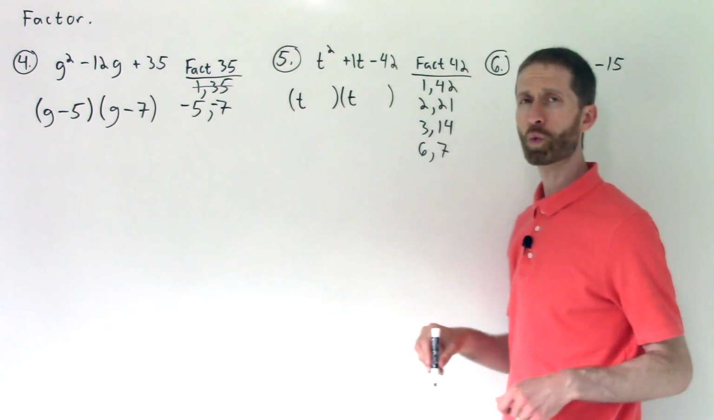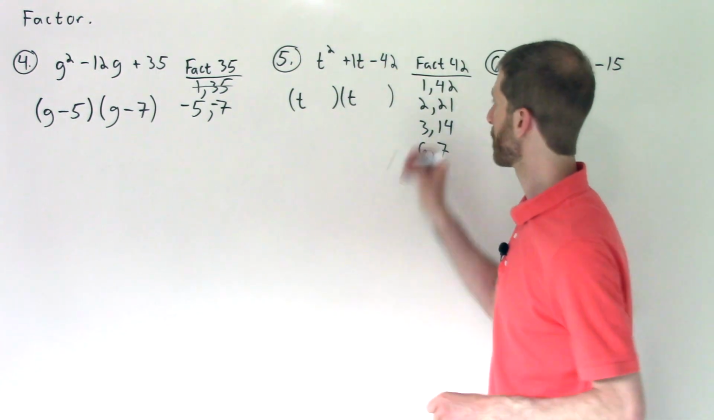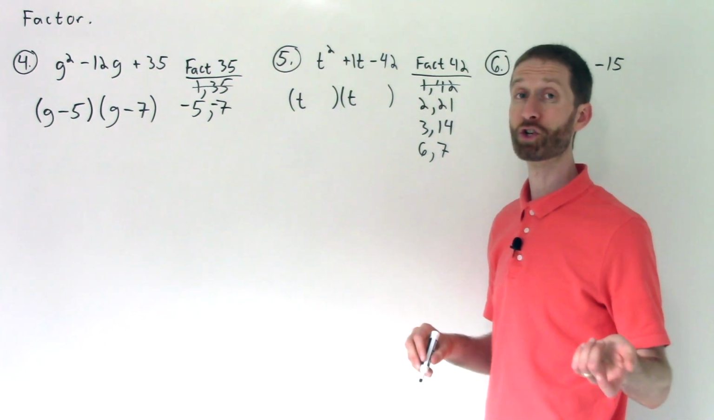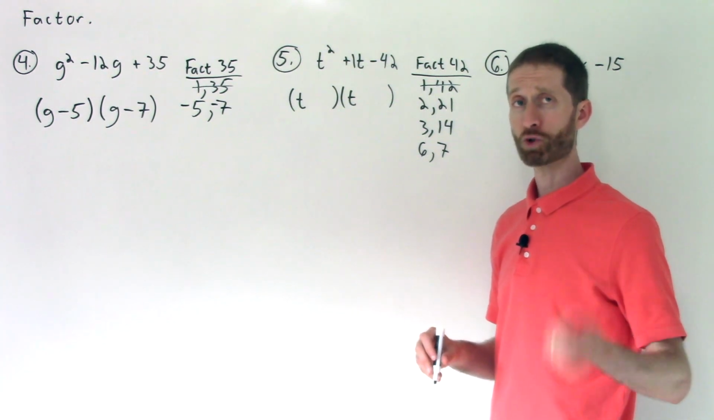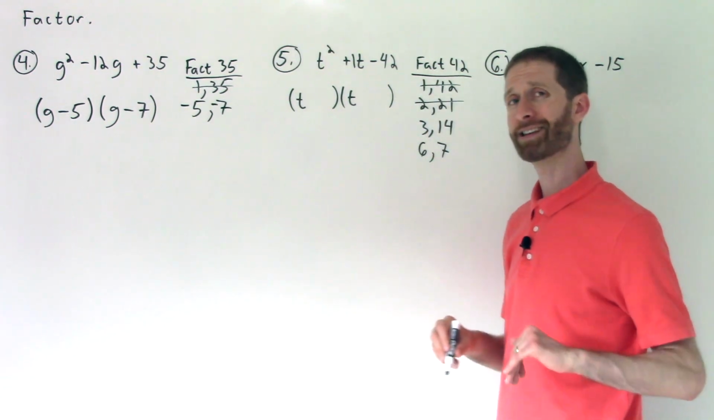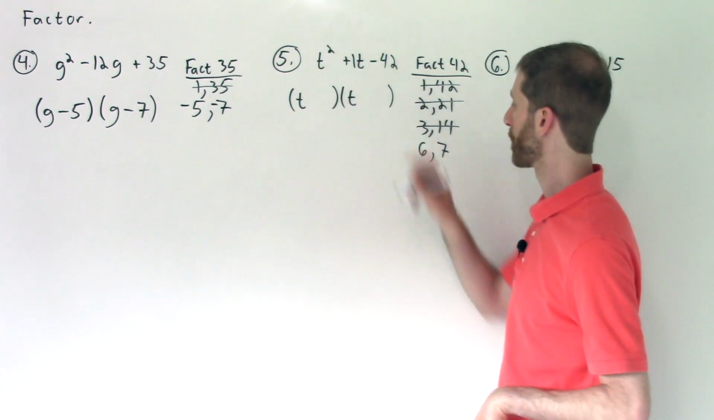1 and 42 won't combine to give you 1. Added together gives you 43. Subtracted will give you 41. 2 and 21 also won't work because 21 and 2 added is 23. Subtracted from each other is 19. 3 and 14 could add to give you 17 or subtract to give you 11. That's not giving you the 1 you want.